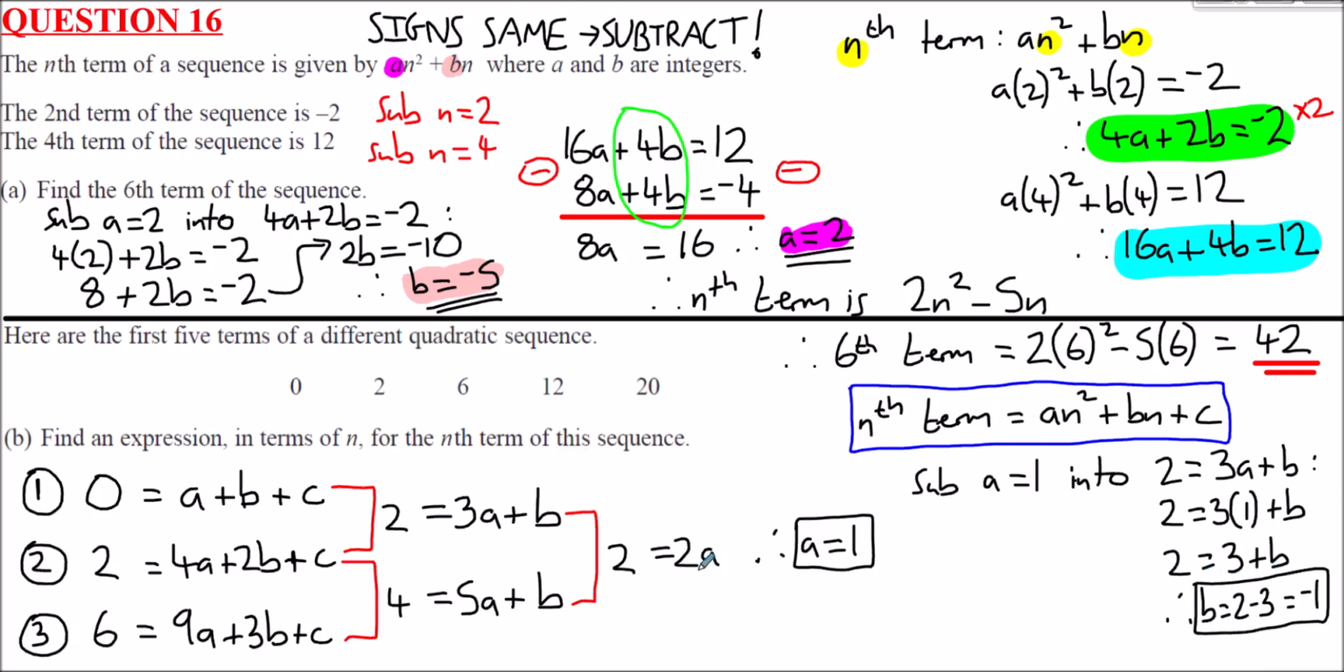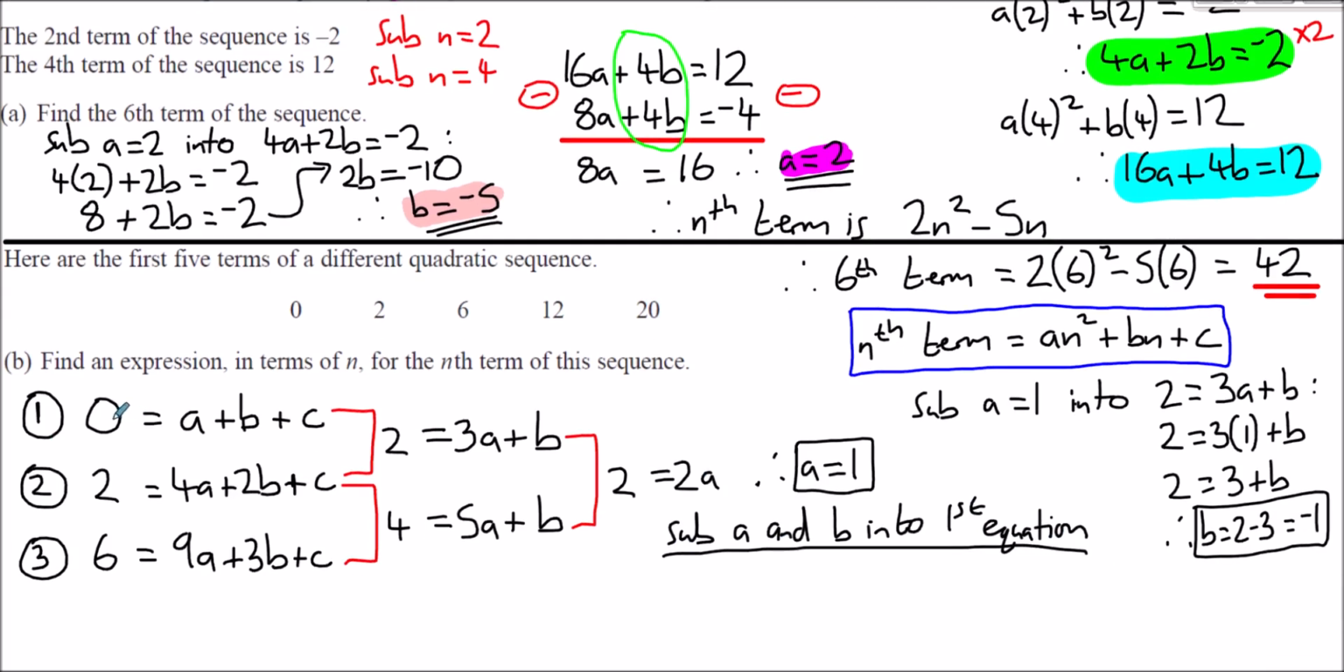Finally, sub A and B into the first equation. So first equation, this one, 0 equals A plus B plus C. So 0 equals A, which is 1, plus B, well B is minus 1, so plus minus 1 is just minus 1, plus whatever C is. Therefore we can see here that C's got to be equal to 0.